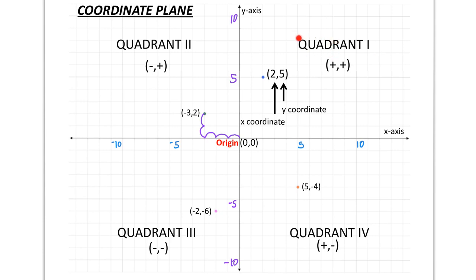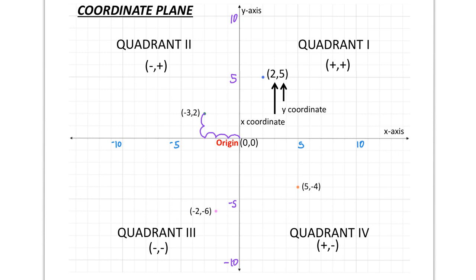Quad means 4, so it has 4 sides if you look at the square. Quadrant 2 is on the top left hand. Quadrant 3, bottom left, and quadrant 4 is bottom right. So you go counterclockwise when you count the quadrants.